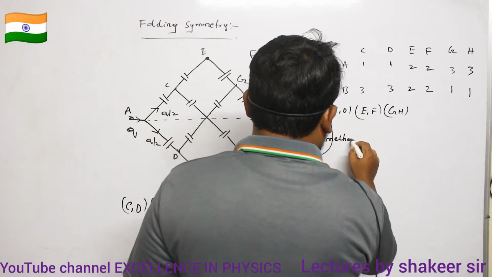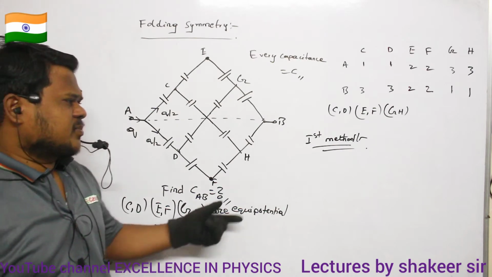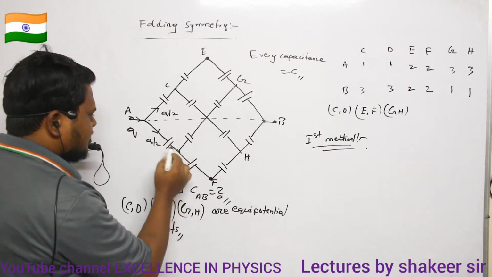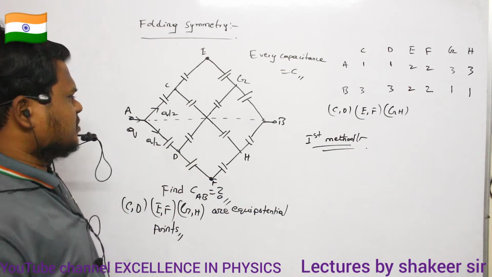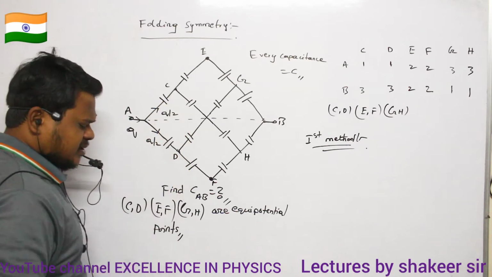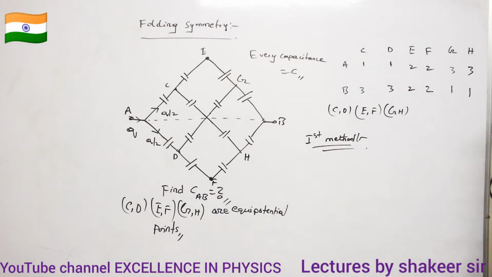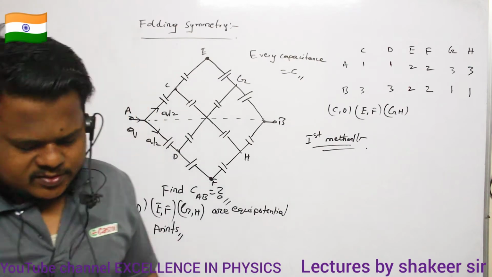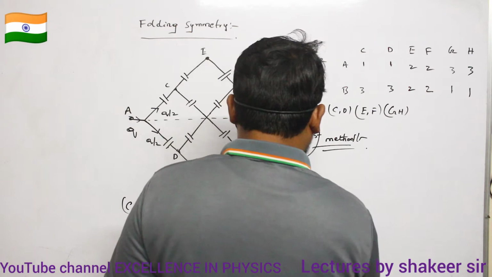First method. Okay? So if these points are equipotential points, I can join those equipotential points, no? So if C and D are equipotential points, can I join them or not? If I join them, will anything happen? Nothing will happen. So therefore I can join these two circuits. If I join these two circuits, I can draw this type of diagram.